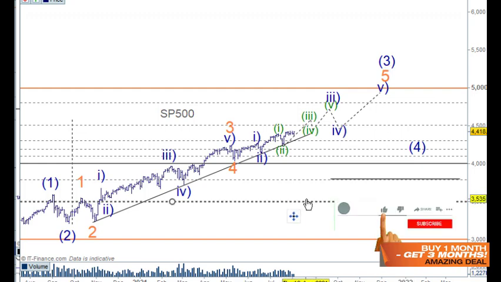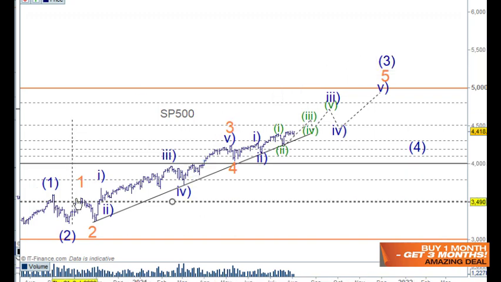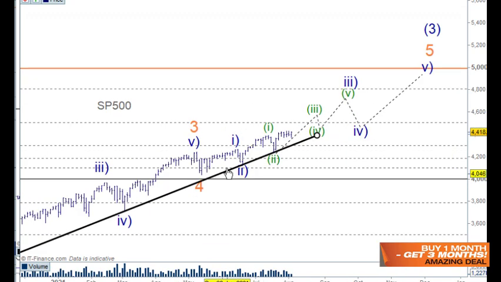Okay, so from wave 2 here to wave 3 here, we're looking for 5 waves of 1 and 2 of minor degree here, of 3, 4 and 5. And from wave 4 to wave 5, we're also looking for 5 waves here in blue of 1 and 2 and 3 and 4 and 5. And between 2 and 3 here, we're also looking for 5 waves as well.